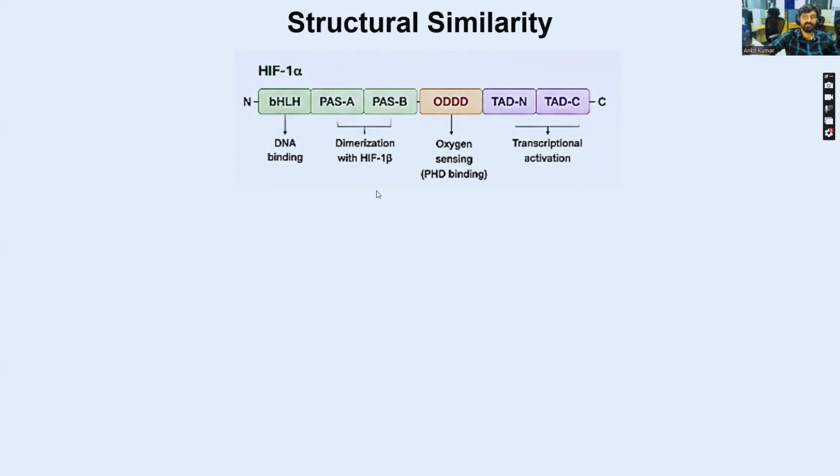Then PAS-A and PAS-B are responsible for the dimerization with HIF-1 beta, as we have seen earlier. Then the oxygen sensing, as we have seen, in the presence of oxygen only, the PHD enzyme will start working. And for oxygen sensing, there is a specific sequence of amino acids, that is the ODDD. And then the transcriptional activation, that as I have told you, the gene which is getting expressed inside the DNA should get transcribed into the mRNA, and that is performed using TAD-N and TAD-C. And so we can see here there is an N-terminal and C-terminal of the protein.